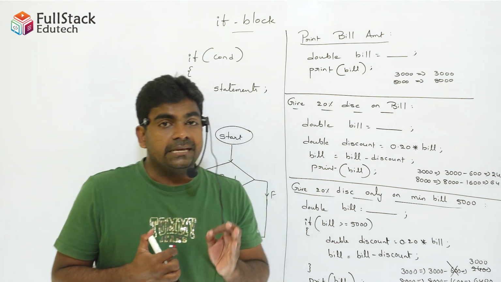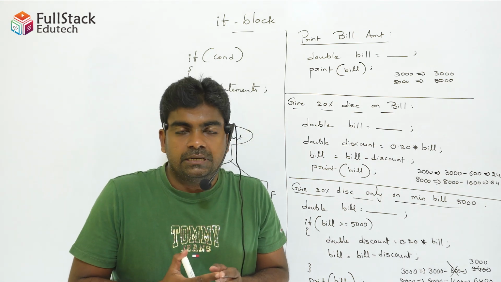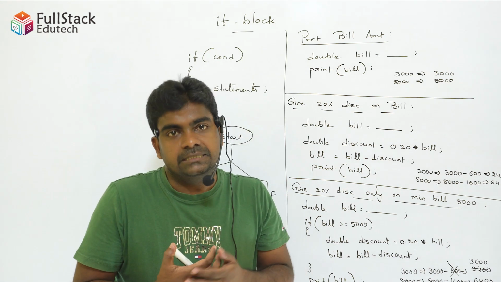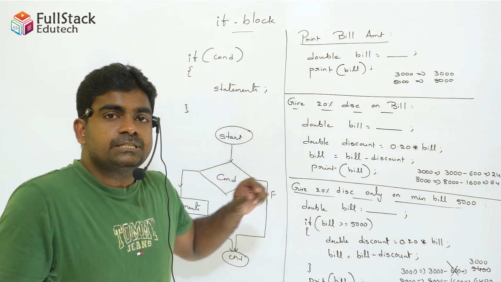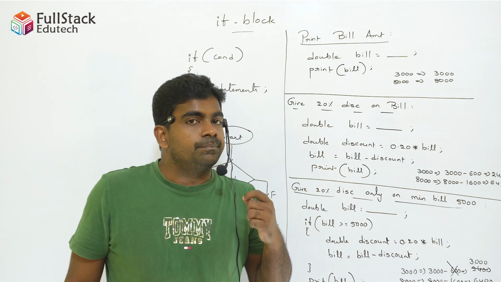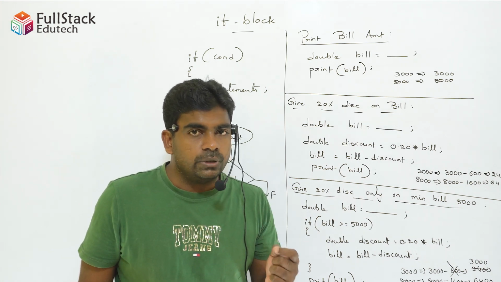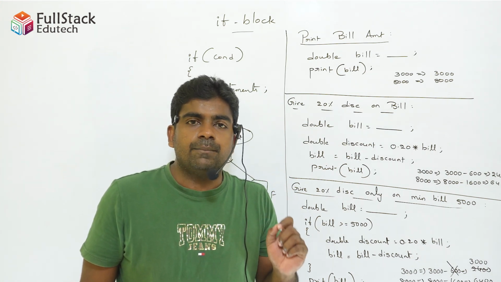Sir, exactly where do we use the if block? So any real-time example means what? This is the way. Just pay the bill, and give the discount only when the minimum bill amount is 5,000 rupees.